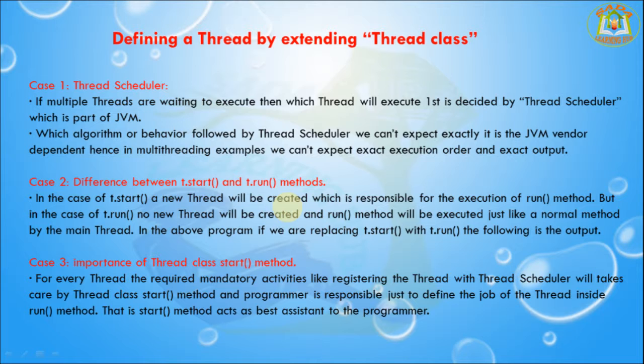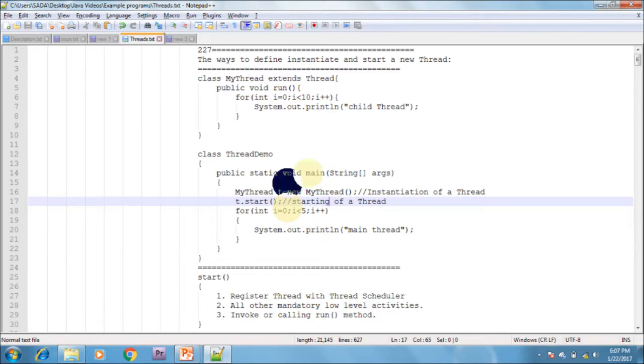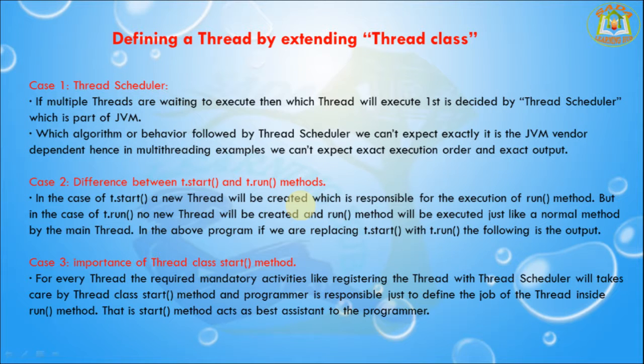Now, case number 2. Difference between t.start and t.run methods. See here, I am calling the t.start method. Here, this is the run method. In the case of t.start, a new thread will be created, which is responsible for the execution of the run method. But in the case of the t.run method, no new thread will be created, and the run method will be executed just like a normal method by the main thread.